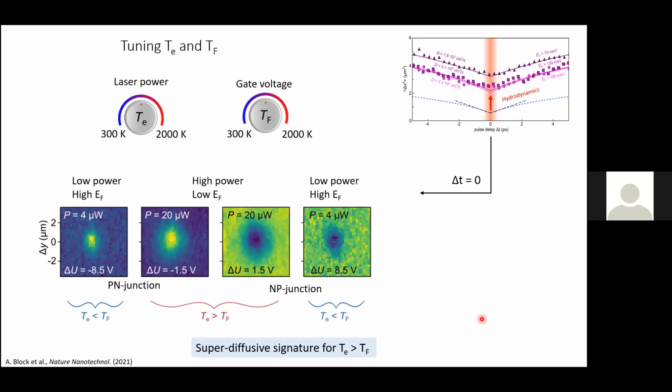So now all these combinations of a P and N junction and P junction, you can do this trick of putting high power but a low Fermi level here in the middle, or low power and high Fermi level to tune in and out of this Dirac fluid regime. And in fact, you see for this combination of electron temperature higher than Fermi temperature, a larger time 0 width. So we're trying to understand this initial broadening right at time 0, and we see that it scales with these tuning knobs.